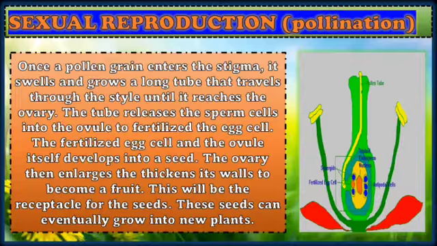The ovary then enlarges and thickens its walls to become a fruit. This will be the receptacle for the seeds. These seeds can eventually grow into a new plant. So that is in sexual reproduction or how pollination occurs.